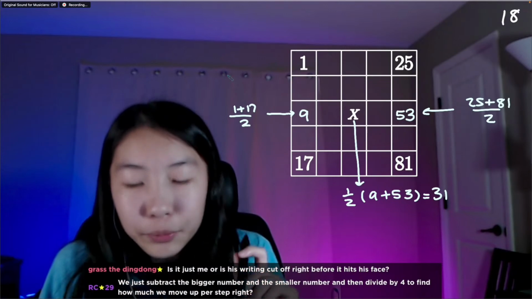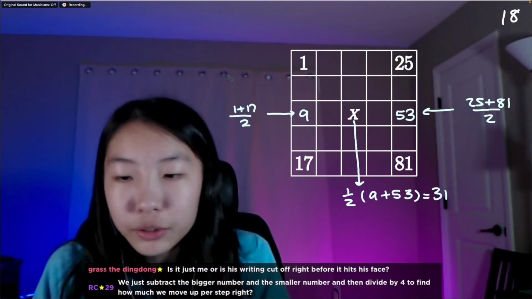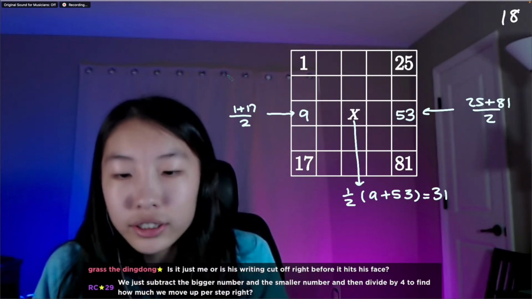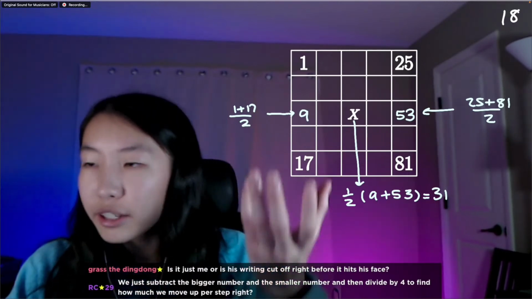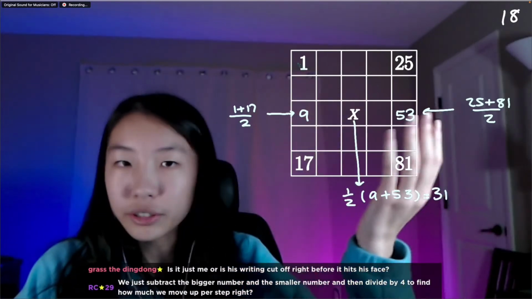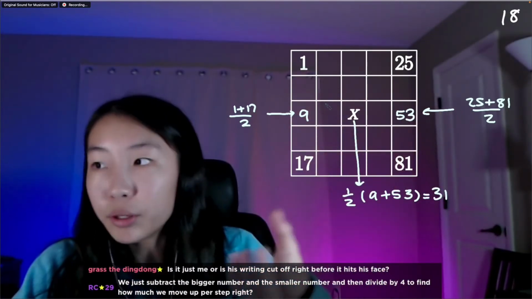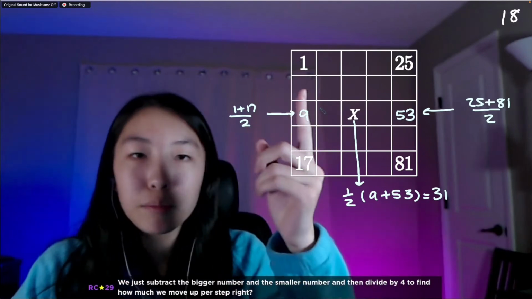And our C asks we just subtract the bigger number and the smaller number and then divide by 4 to get how much we move up per step. That's exactly correct. Because, okay, if you start with 1, go to 25, we're going up by the same number each time. And so how many times are we going up?